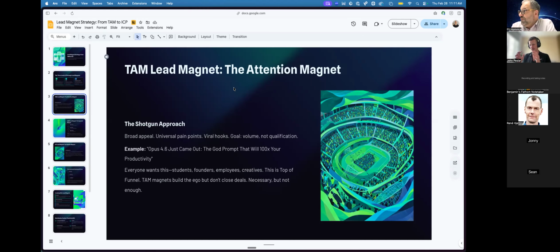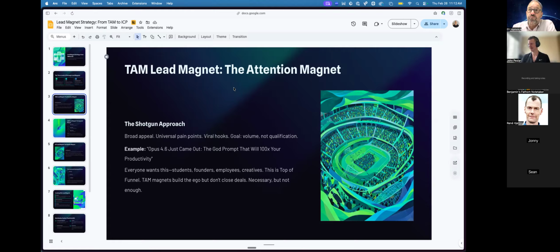And also, when it comes to doing just a SAM lead magnet, that's like casting a little net out there into the sea. These fish are everywhere. You're not going to get them because they're all over the place. So that's why you've got to do the TAM.